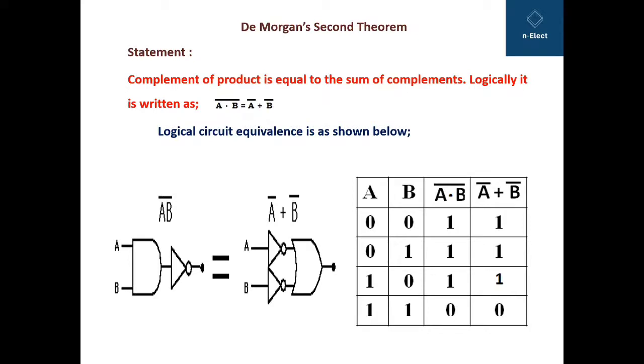So I hope the different Boolean laws like AND laws, OR laws, commutative law, associative law, distributive law, along with De Morgan's first theorem and second theorem are clear to you.